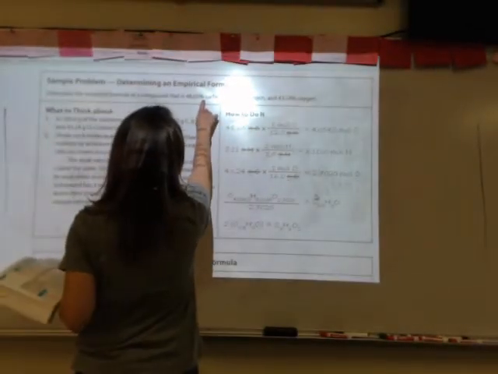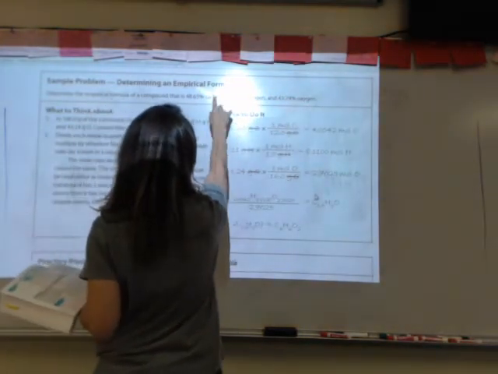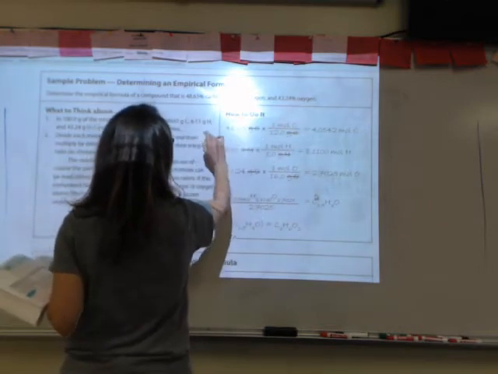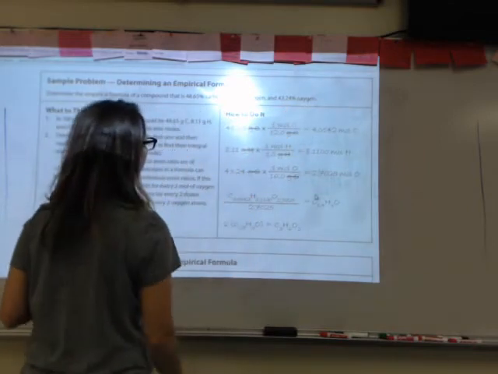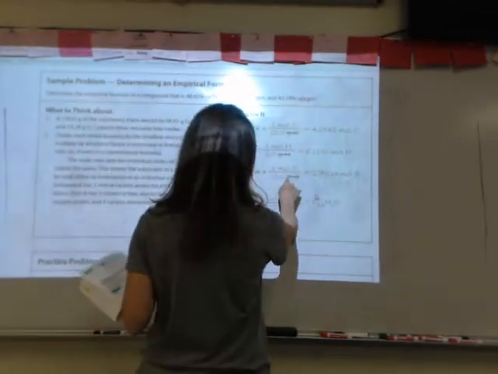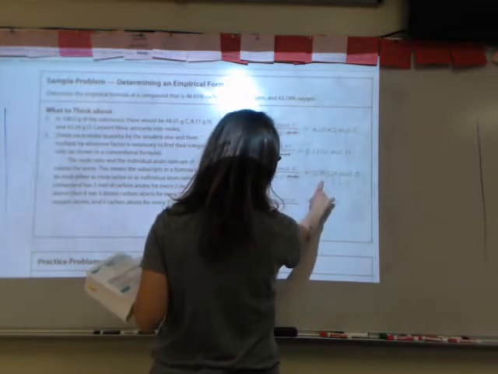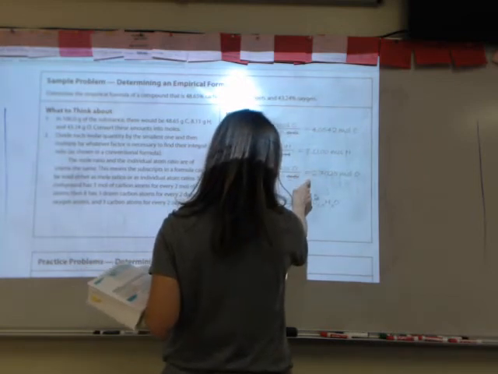In this sample problem, you have the percent carbon, hydrogen, and oxygen. Drop the percent sign in each. This would be 48.65 grams of carbon, 8.11 grams of hydrogen, 43.24 grams of oxygen. Divide by the molar mass of each to get moles. The smallest mole is 2.7025. Divide each by that smallest mole.